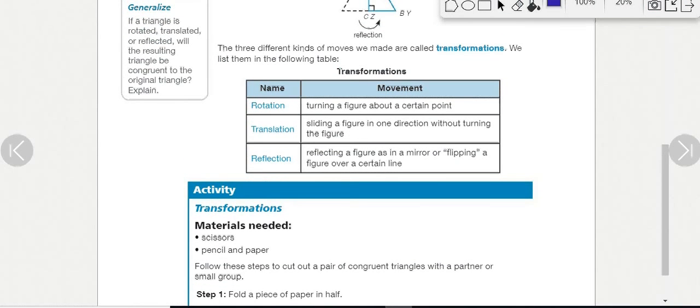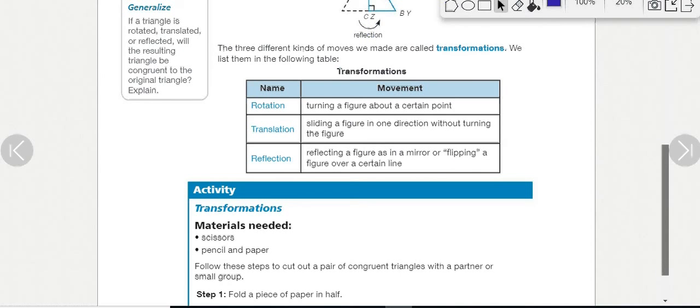To review, rotation is turning it about a pivot point, a certain point. Translation, slide it over. And reflection, like in a mirror, flip it over a line, like the line we had here. That was like a line of symmetry there.